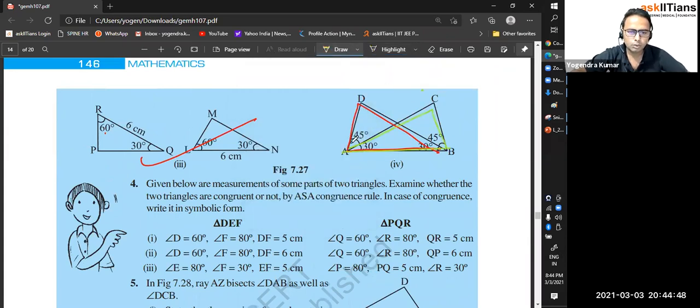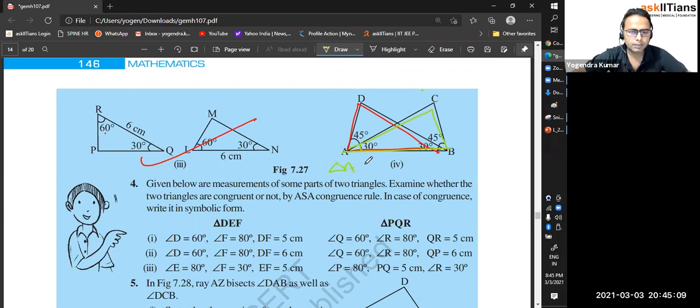Like this. What is the angle here? Can you tell me for the green one, what is it? 75. 75 is the angle. What is the angle for the red one? 75. The included side is common, right? This is common. What is the angle here? 30 degrees. For the red one also 30. They are congruent.